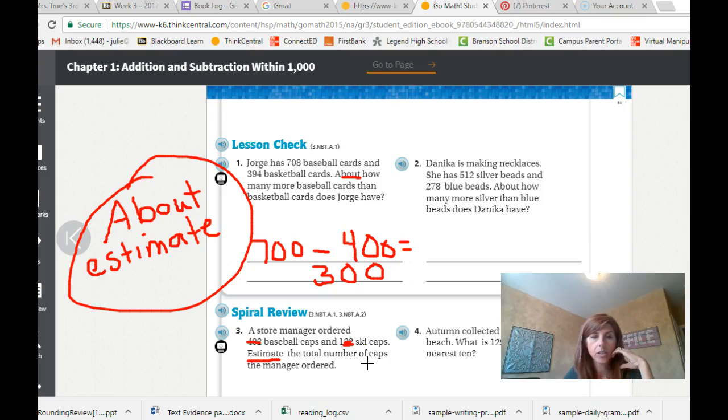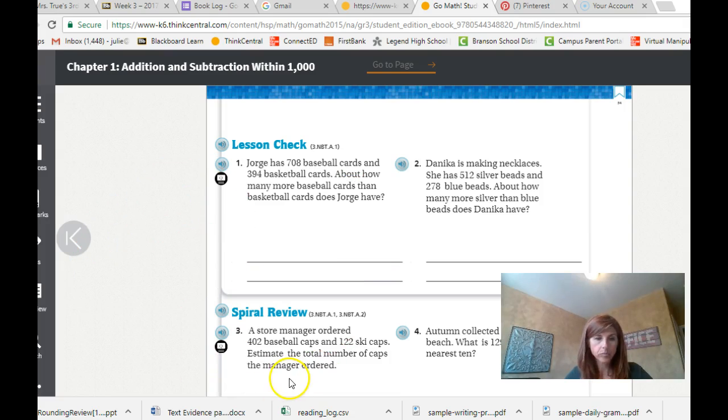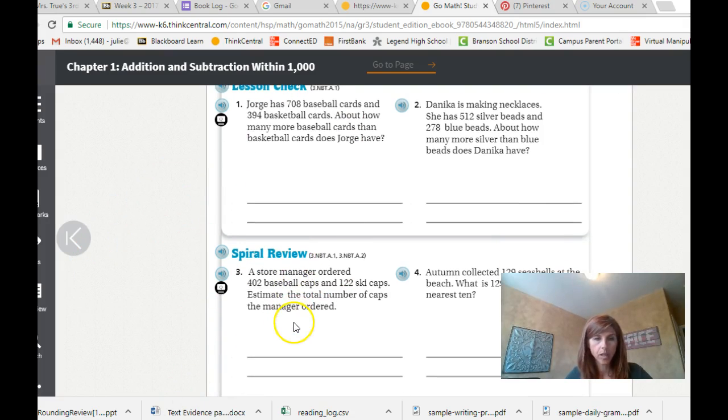So he ordered baseball caps and ski caps. Estimate the total number of caps. When you're finding a total number, or all together, that means we're adding them, we're putting them together. How many caps all together? So we know we're going to add, and then we can put those numbers back.